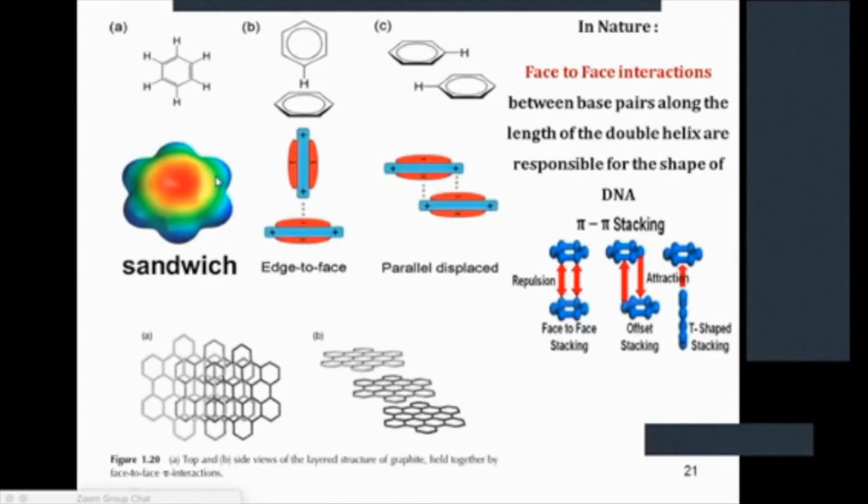That is one. The second one is edge to face. One benzene ring is turned perpendicular to the other benzene ring. Here you can see. So this partial positive atom has an interaction with the pi electron cloud. So this is called edge to face. And the third one is displaced. So this positive will be with this pi electron cloud, and this positive with this pi electron cloud. This is called parallel displaced or displaced. So these are all different types of pi interactions which are involved in supramolecular chemistry.